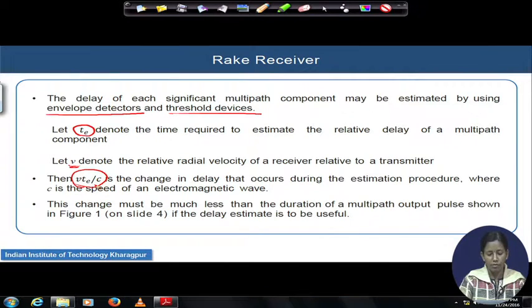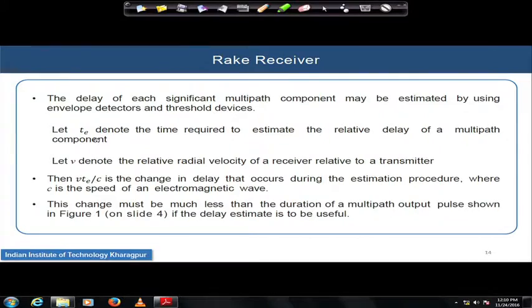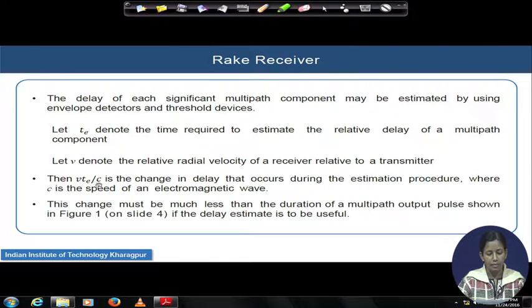So, this is the rate at which the delay is expected to change. If this change occurs within your estimation procedure, at this rate, then your estimation process itself is not going to work finally. So, how should it work? What is the basic relation between this estimation time T_e, the relative velocity, and the bandwidth, the selection bandwidth of the matched filter? How do they work together?